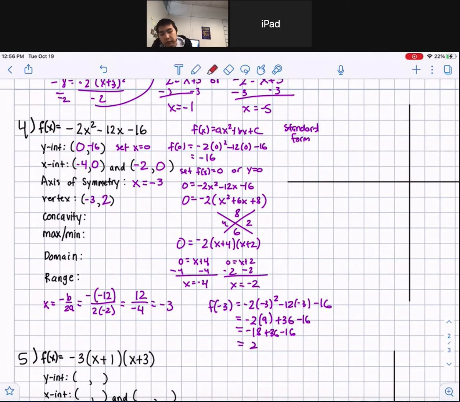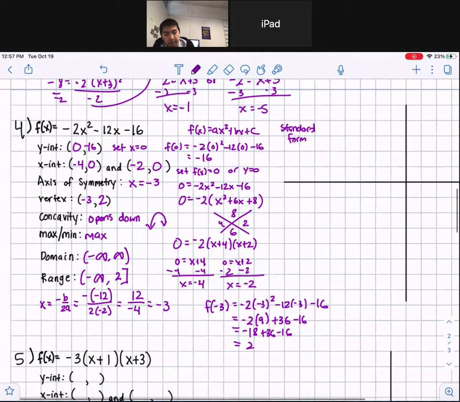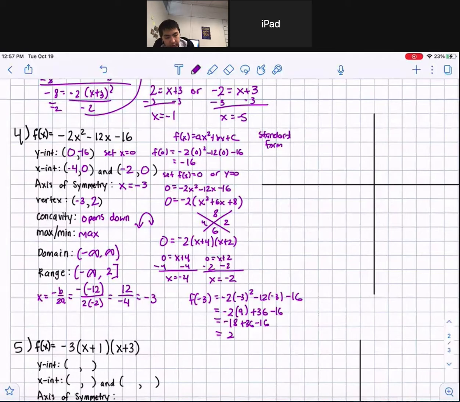Now let's use our knowledge of the a to find our other stuff. Your a value is negative, so that means it opens down. That means you'll have a maximum because there's a highest point, right? Domain for all quadratics, negative infinity to infinity. Okay, range, how low is this graph going? It's going to negative infinity. What's the highest value? Well, the highest value is the y-coordinate of your vertex, which is 2. So the range is negative infinity to 2 with a bracket.